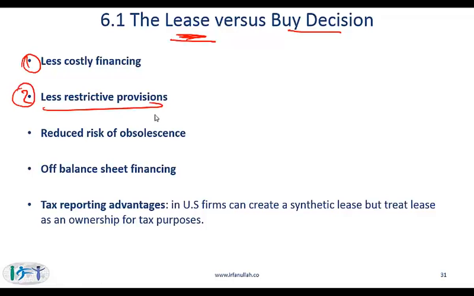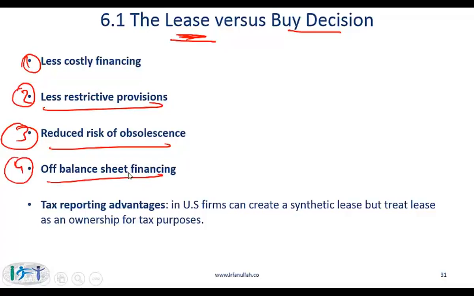Another is less restrictive provisions. When you borrow money, let's say you issue a bond, there will be this indenture where there will be all sorts of covenants, all sorts of requirements that you need to meet. But with leasing, while there are still requirements that you need to meet, they tend to be less restrictive relative to borrowing. Another advantage is reduced risk of obsolescence. If you borrow and buy and the machine is obsolete, then it is your problem. On the other hand, if you have leased the machine, then at the end of the lease, you return the machine and don't really worry about it.